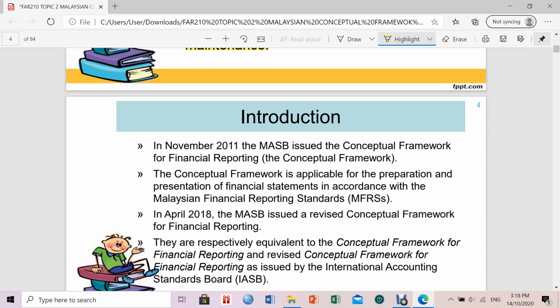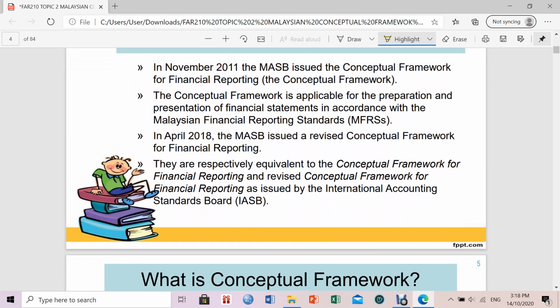And as for an introduction, MASB. What is MASB? MASB is the Malaysian Accounting Standards Board, which you already learned about in topic 1, regarding the role or function of MASB. One of the functions of MASB is to issue the conceptual framework. In Malaysia, it was issued in November 2011.